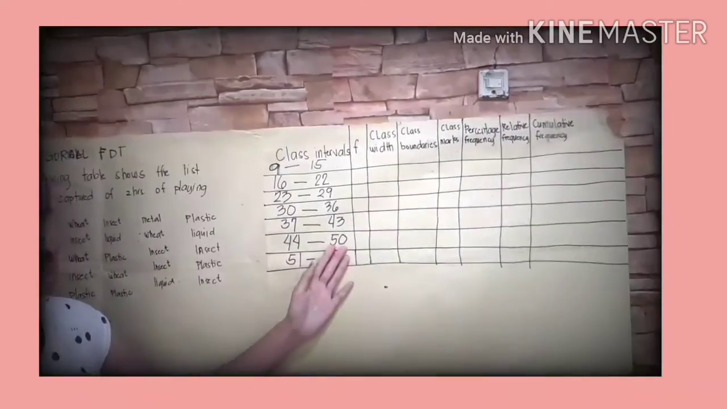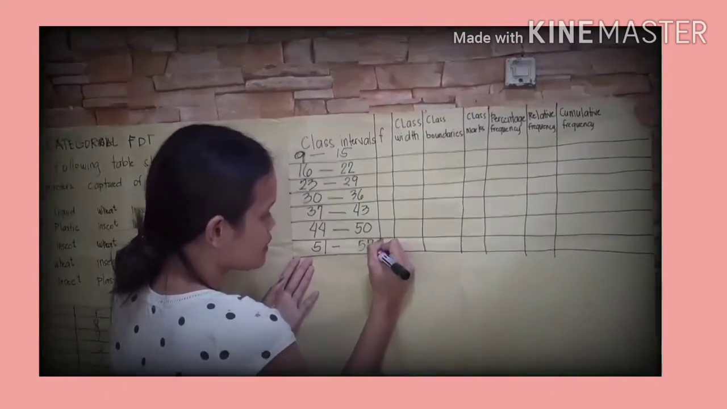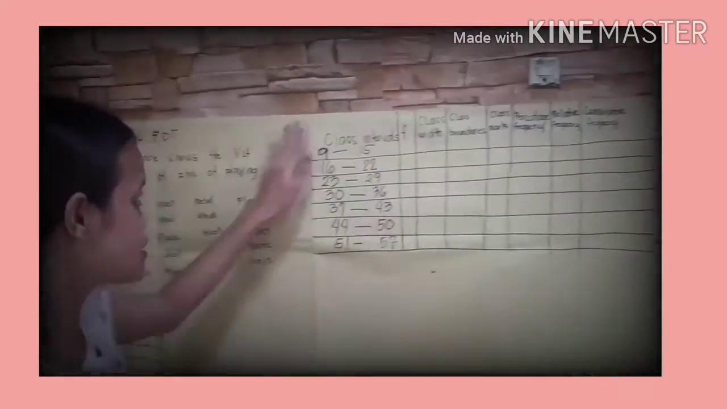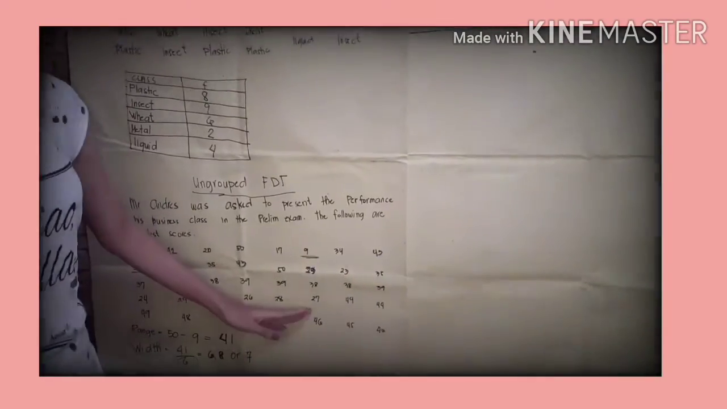And you will just add 50 with your class width. Since your class width is 7, 50 plus 7 equals 57. So we're going to find our frequency. How do we get the frequency? We're going to tally the number of our set data here so that we could get our frequency.